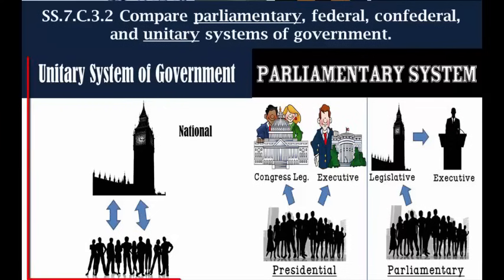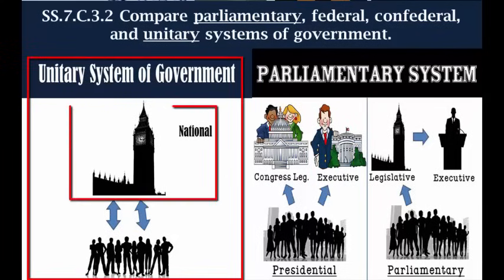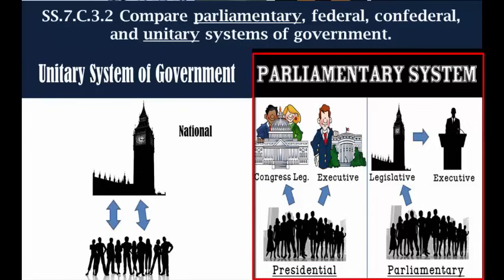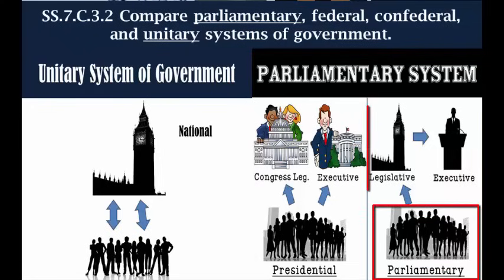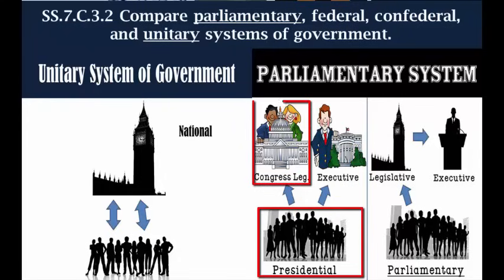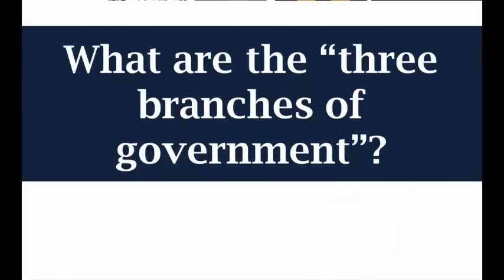In a unitary system like they have in Great Britain, the national or central government has all of the power, usually because there aren't any state or regional governments, just local ones, that the national government delegates powers to. A parliamentary system of government isn't about levels of government, but about branches. In a parliamentary system, the executive, often called the prime minister, is chosen by the legislative branch, often called parliament. This is different from our presidential system, in which the people vote for the legislative branch, but they also choose the executive or president. So what do you need to know about the three branches?